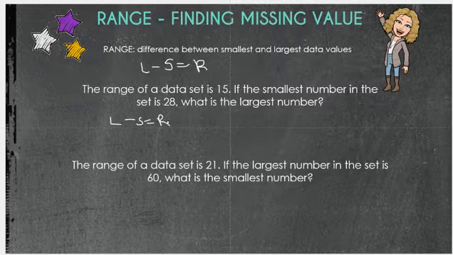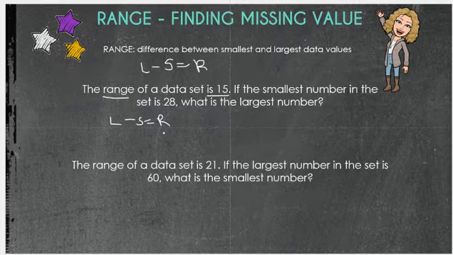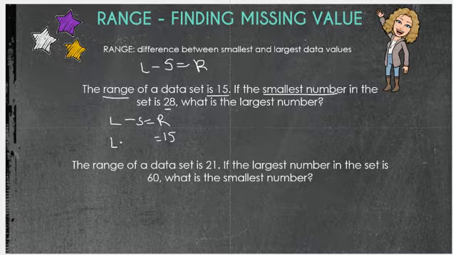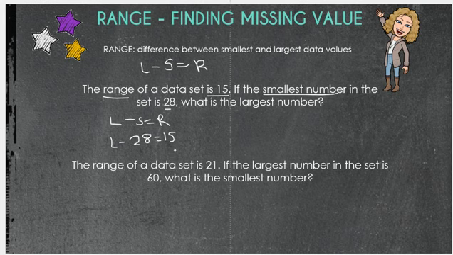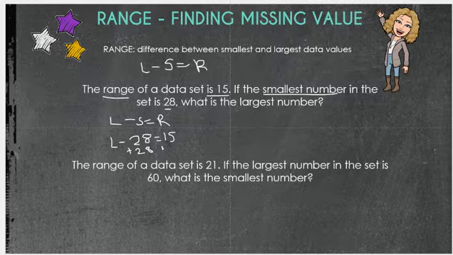So we set up the equation, we go back and we look at this. The range is 15, so 15 goes in for range. The smallest number is 28. Okay, so we've got something minus 28, which gets us to 15. And again, if we've done solving equations already, we can review that by saying we would add 28 to both sides to solve the equation.